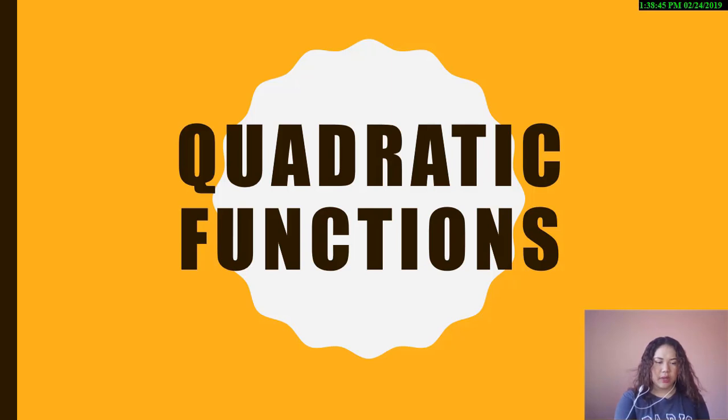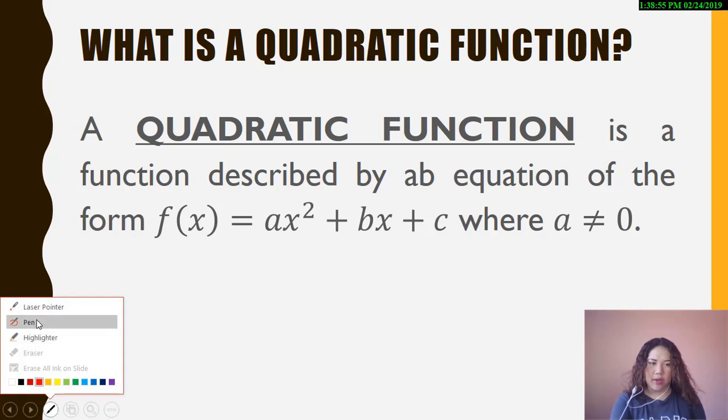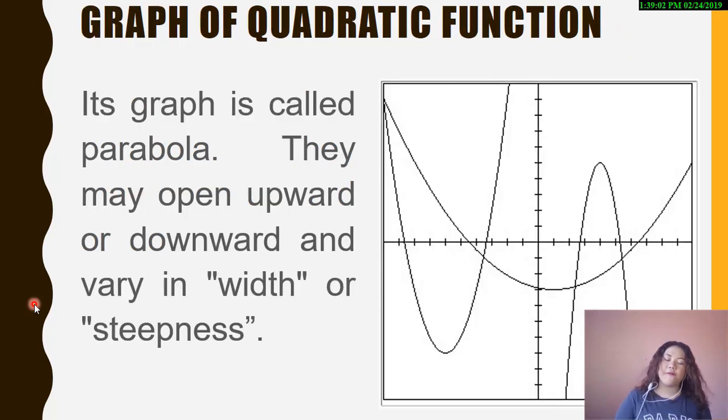Functions. A quadratic function is a function described by an equation of the form f of x is equal to ax squared plus bx plus c, where a is not equal to 0. The domain of a quadratic function is the set of real numbers. The graph of a quadratic function is called a parabola.